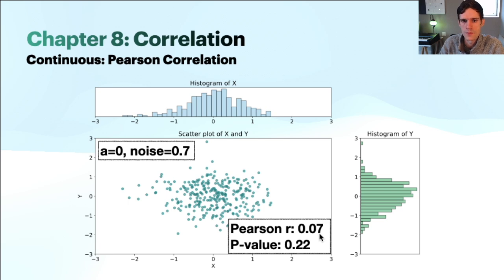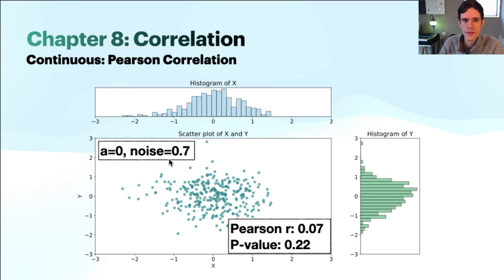However, then we look at the p-value and we see a p-value of 0.22. This means that there is a large enough chance to get this specific R value of 0.07 from two datasets that are completely uncorrelated. Now, because this p-value is not less than our statistical significance of 0.05, we cannot confidently conclude that the correlation that we found here, which is still very small, is indeed significant.